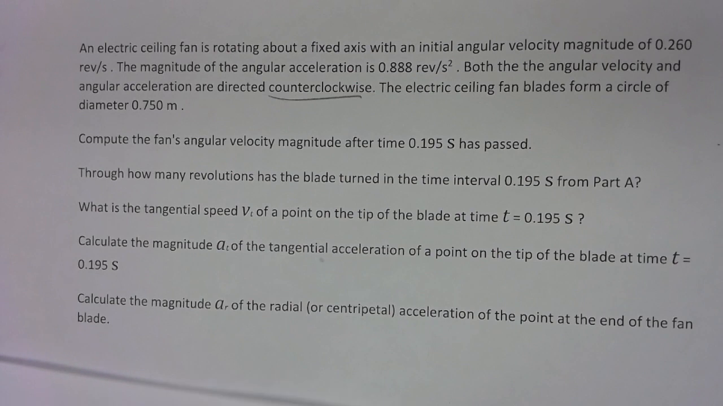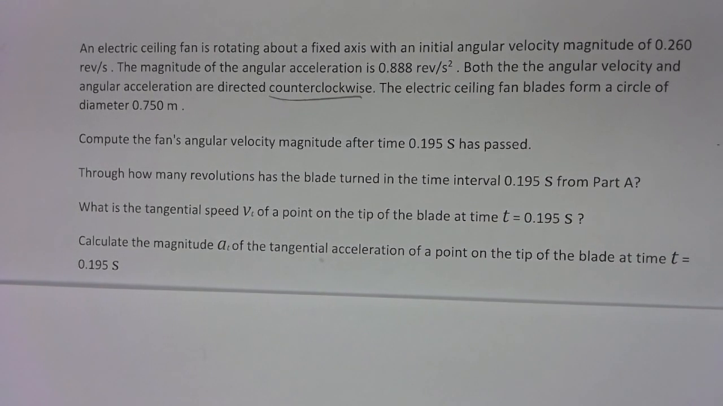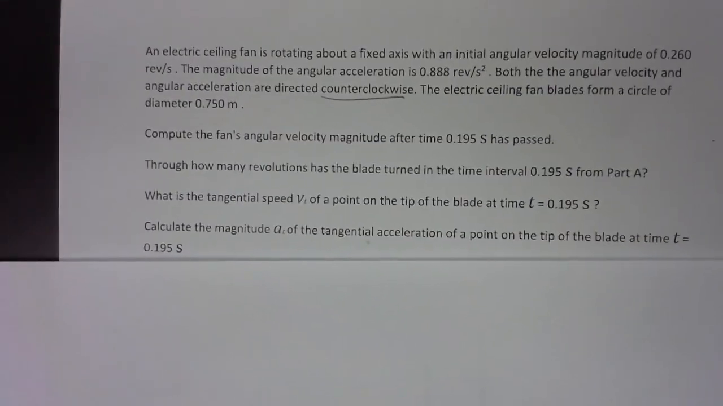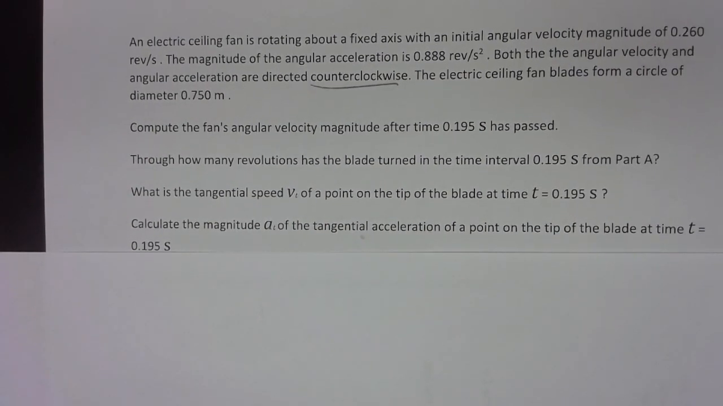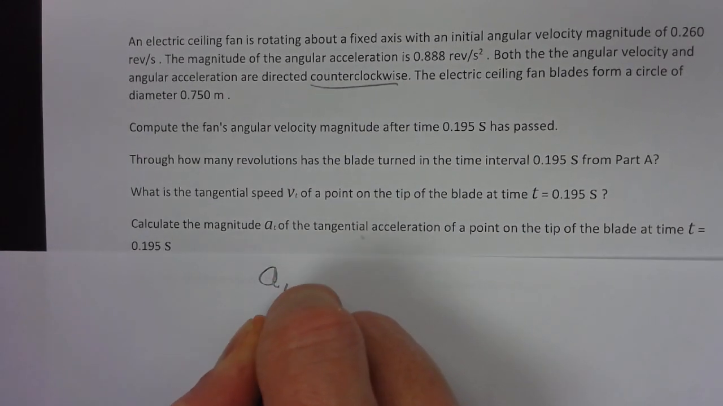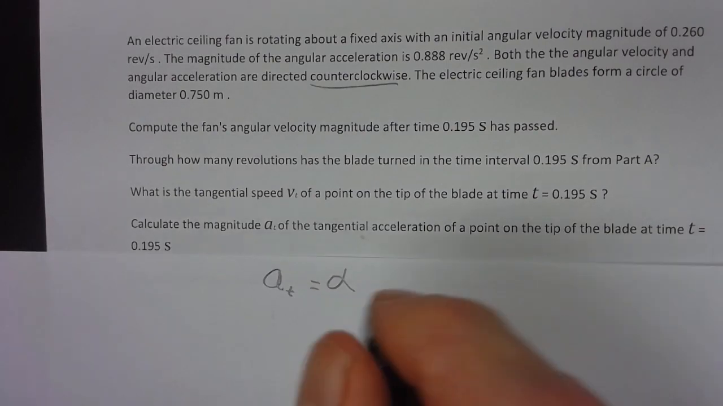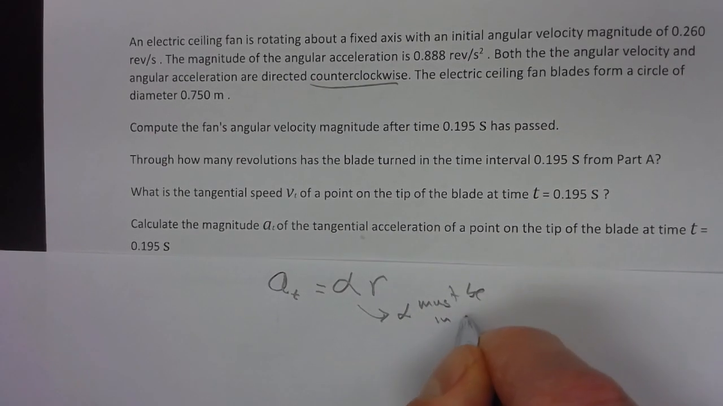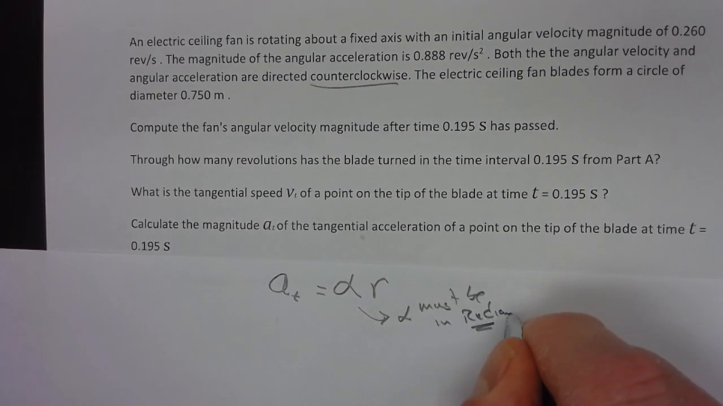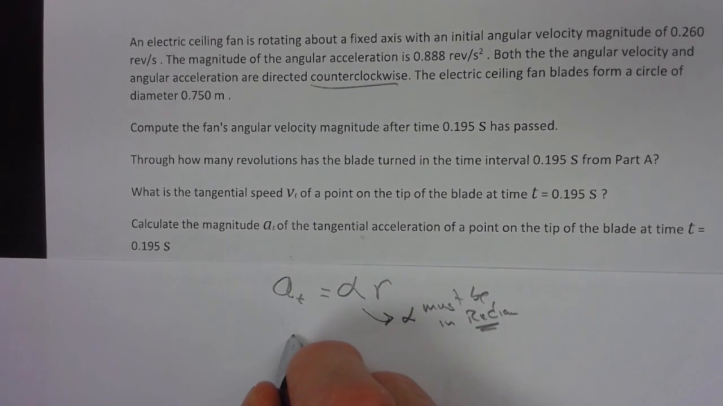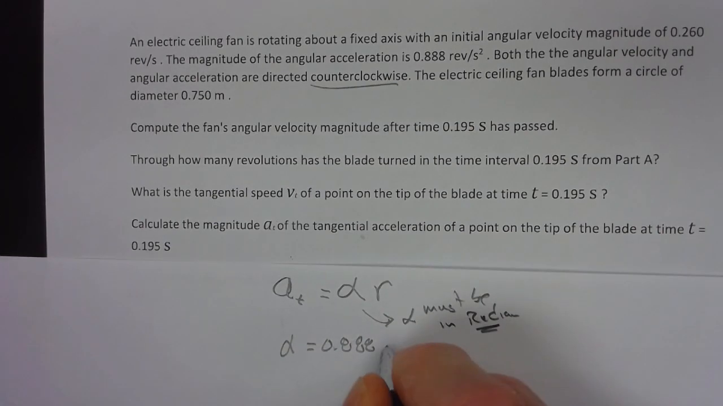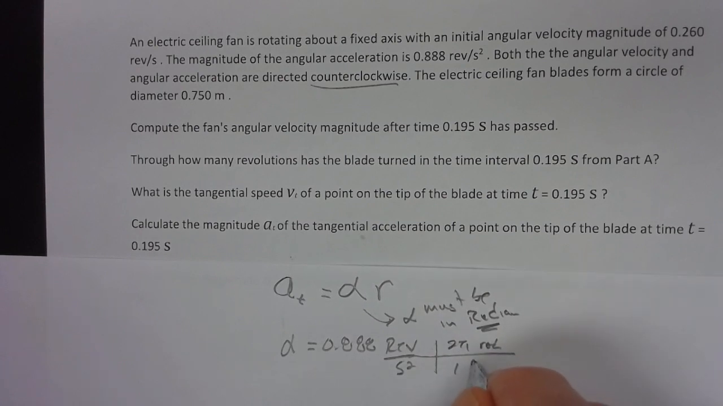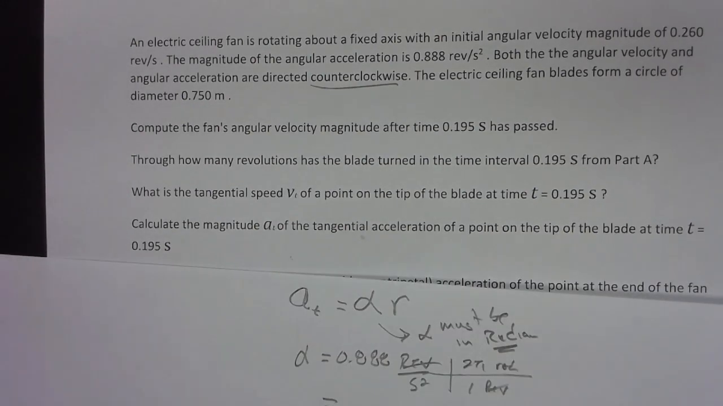Another easy one. Now, calculate the tangential acceleration of the point on the tip of the blade at time equal 1.95 seconds. Okay, zoom out a little bit. We have this conversion where tangential acceleration is equal to angular acceleration alpha times r. However, we can only use that if alpha is in radians. It's got to be in radians for this. I know alpha is 0.888 revs per second squared, and I can convert that to radians, so 2 pi rads per 1 rev.